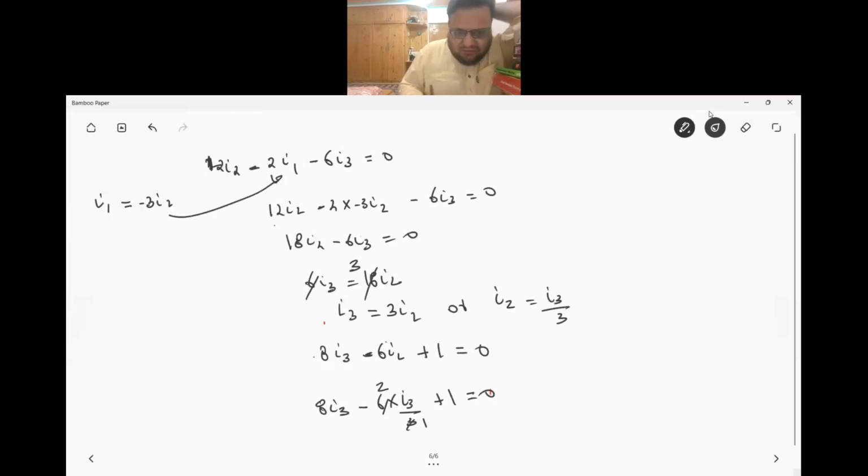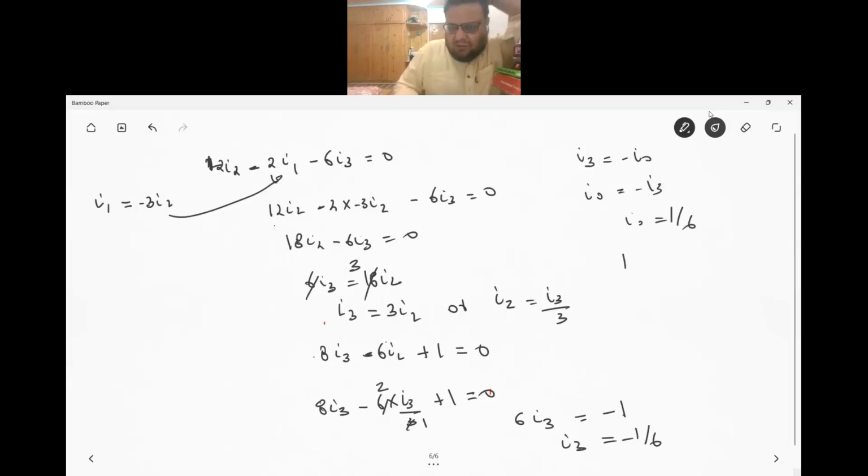So 3 ones are 3, twos are 6. So this becomes 6I3 is equal to minus 1. I3 is equal to minus 1 by 6, right? So basically what happens here, I3 we noticed is equal to minus I naught, I told you in the beginning. So I naught is minus I3. So I naught I'll get as 1 by 6. And I told you in the beginning my R Thevenin would be equal to V naught by I naught. So V naught I took as 1, divided by 1 by 6. So it was 6.